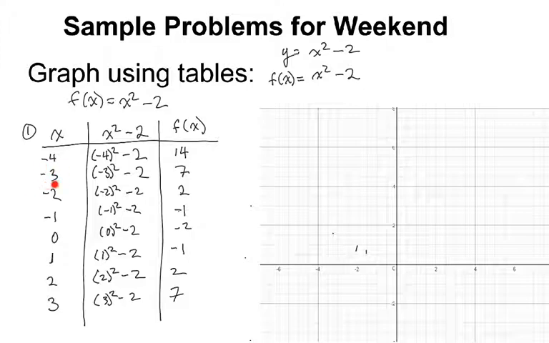So -3 has a value of 7 for its y value, so its point is going to be at -3, and we're going to go up 7 to this specific point here. So I'll just plot that point. Now, for our next point, we're at -2, 2. So let's do that. Go from -2 on the x-axis up to +2.